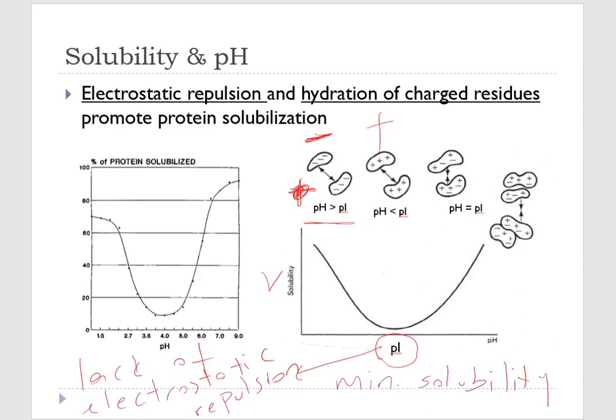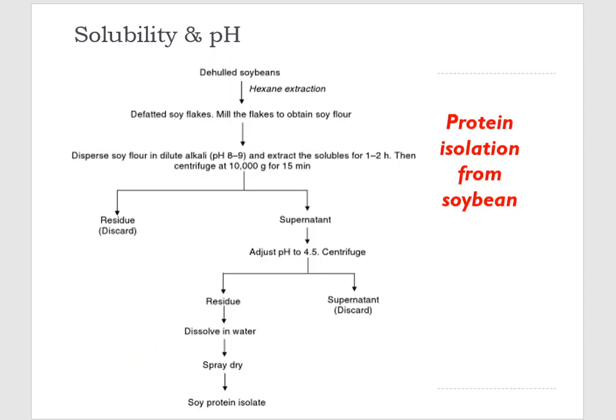So by knowing that pH solubility relationship, some food processes can be designed in industry. For example, here. So this figure is a typical industrial process. It's for the isolation of soy protein from soybean. So protein extraction from plant sources is done based on this pH solubility behavior. So let's see.